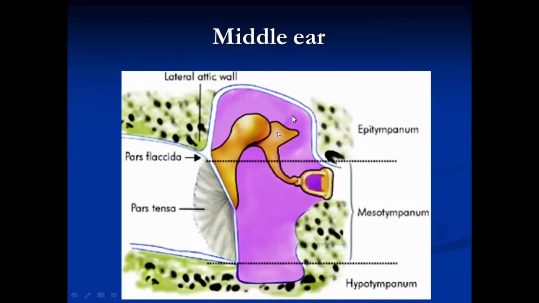The middle ear proper, or the tympanic cavity, can be further subdivided into the epitympanum, the mesotympanum, and the hypotympanum, as you can see. Alrighty?